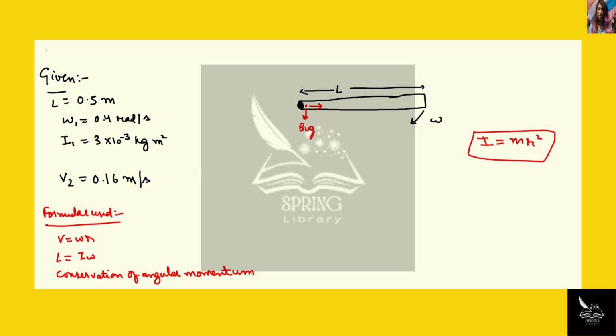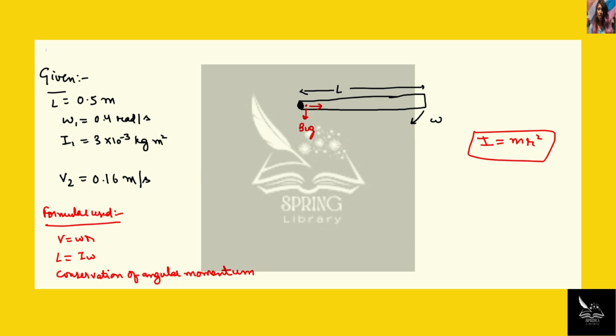So the moment of inertia of this bug is zero. That means the bug remains at rest initially. The rod is moving with angular velocity omega 1, which is 0.4 radian per second. The length is 0.5 meter. And we are given that initially, when the bug is at rest, the moment of inertia of the system is 3 times 10 to the minus 3 kg meter squared.